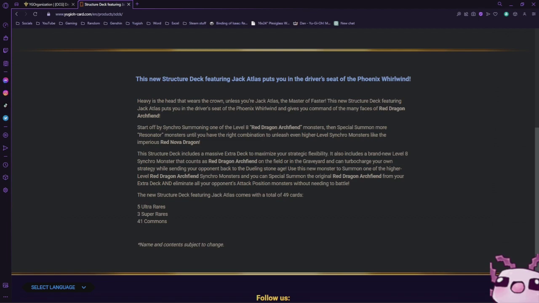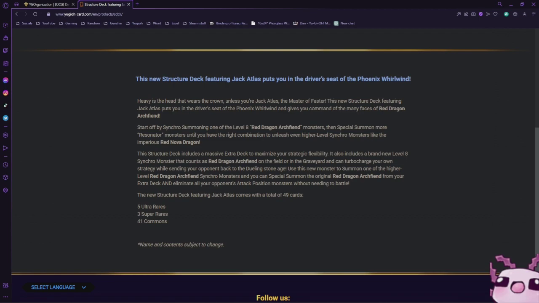your strategies, so it's really wanting to test how flexible you are. It also includes a brand new level 8 synchro monster that counts as Red Dragon Archfiend on the field or in the graveyard, and can turbocharge your own strategy while sending your opponent back to the Dueling Stone Age.